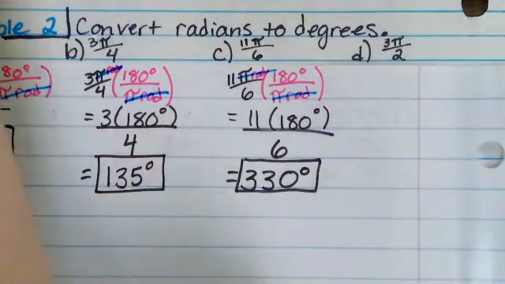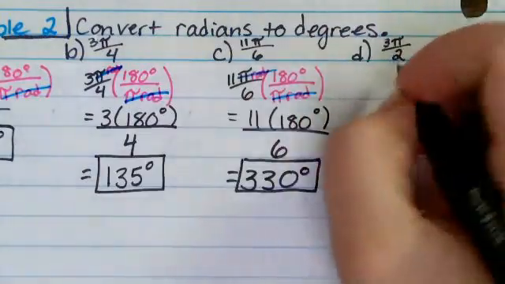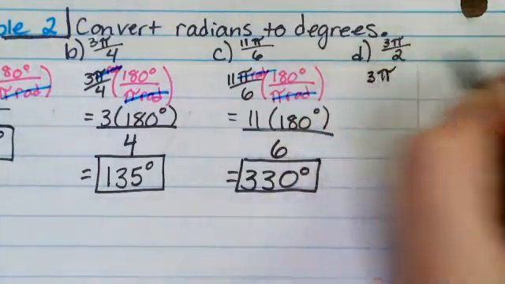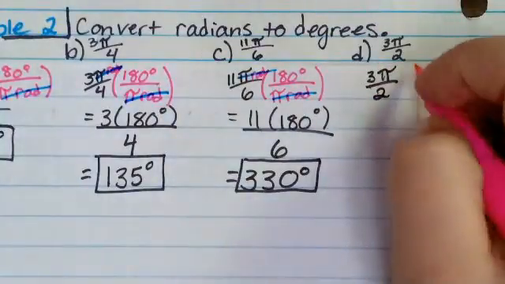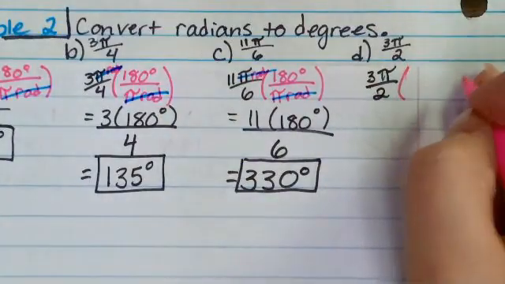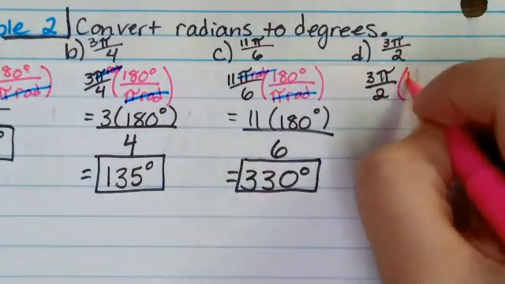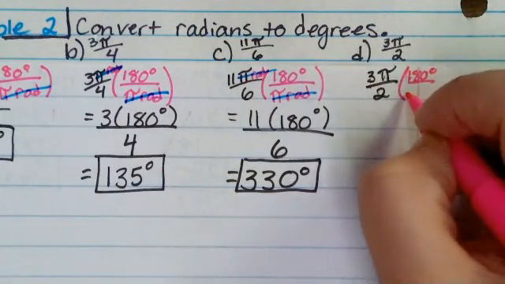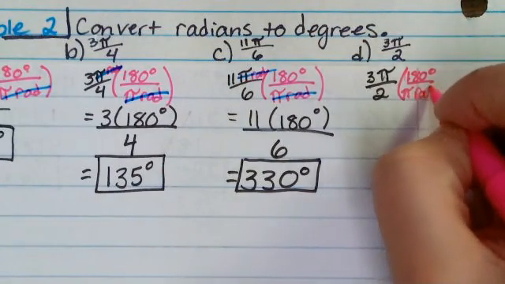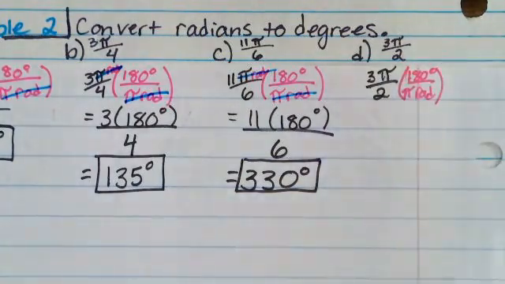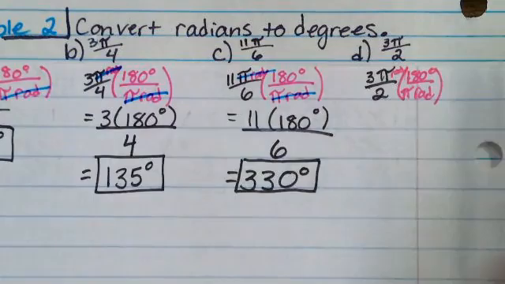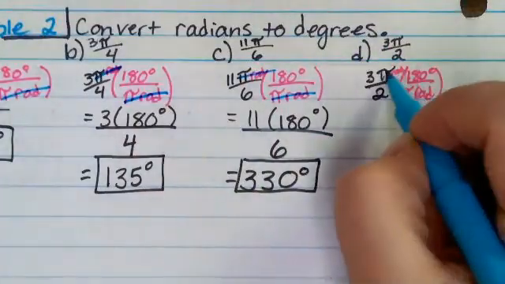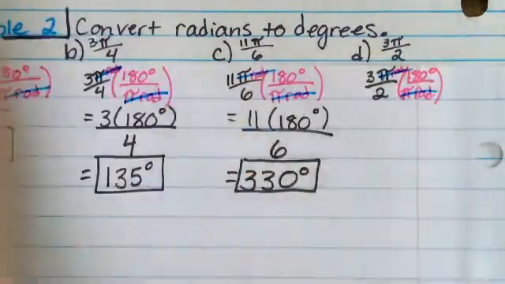Part D, we have 3 pi over 2. And again, we're multiplying it by that scale factor. So we should be using that 180 degrees over the pi radians. Again, if you don't like the fact that I'm missing the radians on that first number, include it. That's okay. I know I wrote it really little, but you can do that if you wish. Pi radians will cancel, so those are gone.